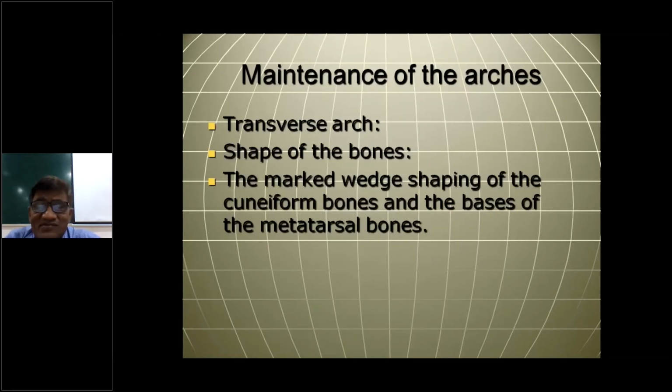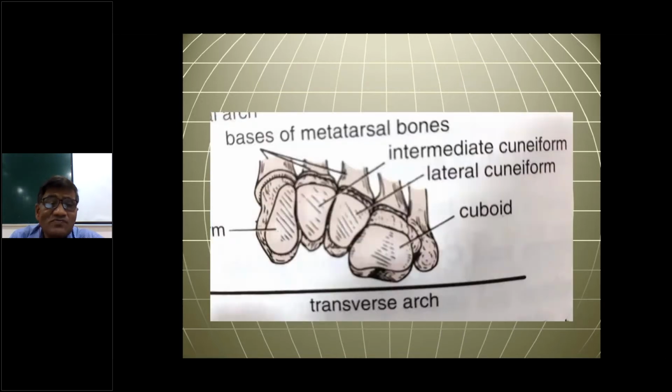Now let us see the maintenance of the transverse arch. Shape of the bones. Of course, cuneiforms are all wedge-shaped. So marked wedge shaping of the cuneiform bones and the base of the metatarsal bones is an important factor. So you can see the cuneiforms are wedge shaped.